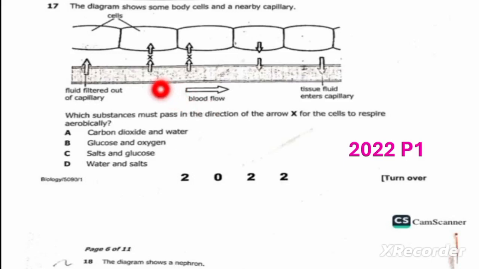We have seen that these two arrows are directing to tissue cells. They are taking something to tissue cells, and the substances that have been transported to the tissue cells are glucose and oxygen. Therefore, these two X's are representing glucose and oxygen. Our correct answer is B.